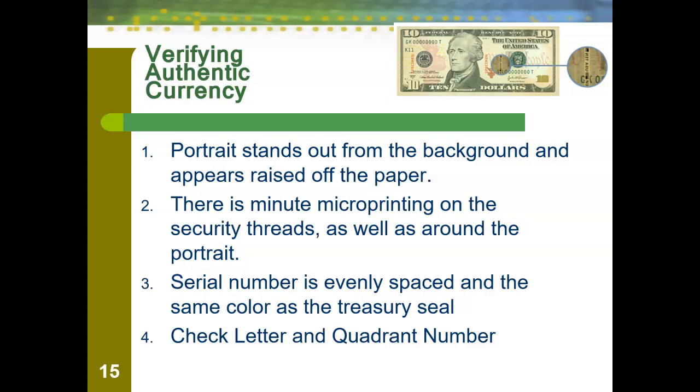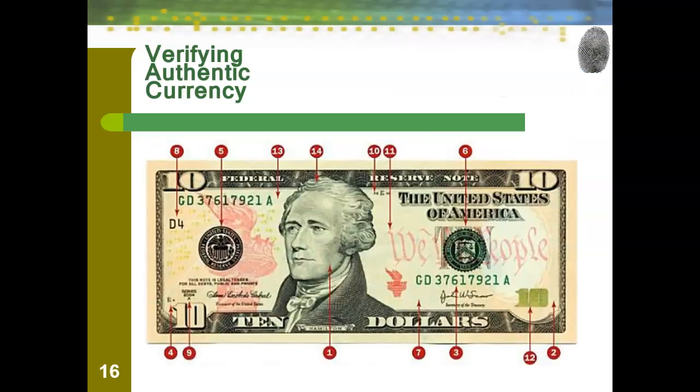All right, so we have that the portrait stands out from the background and appears raised off the paper. There is minute micro printing on the security threads as well as around the portrait. The serial number is evenly spaced and the same color as the Treasury seal. And there is a check letter and quadrant number. So let's take a look at what those look like.